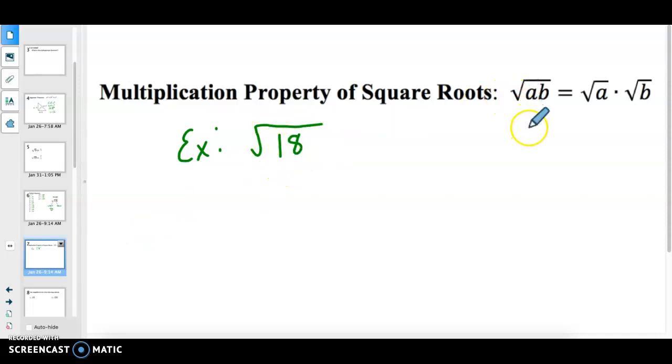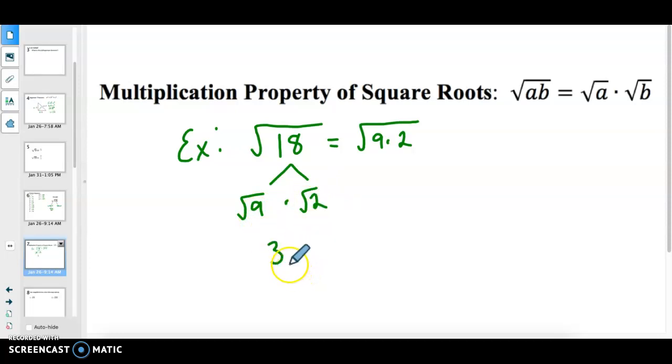So we're going to use this multiplication property of square roots. What that means is if you have two values multiplied together inside of a square root, you can split them up and take the square roots separately. So for example, here we have square root of 18. 18 could be split up into 9 times 2. So I could write it as square root of 9 times square root of 2. And square root of 9 is 3. And square root of 2 you can't do, and it doesn't simplify anymore. So we're just left with 3 times the square root of 2. So this idea of taking a square root and then simplifying it is what we're going to do first.